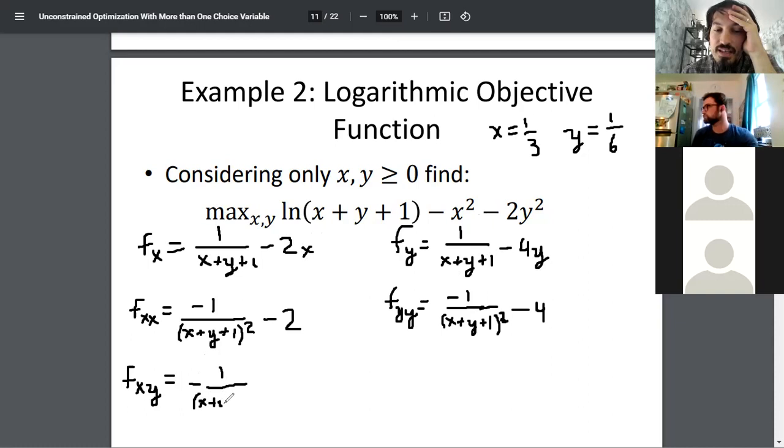This is how mathematicians say that when you're squaring something inside of a parentheses, you use the word quantity, like x plus y plus 1 quantity squared. That way, you know it's not just the one that you're squaring, it's everything in the parentheses.